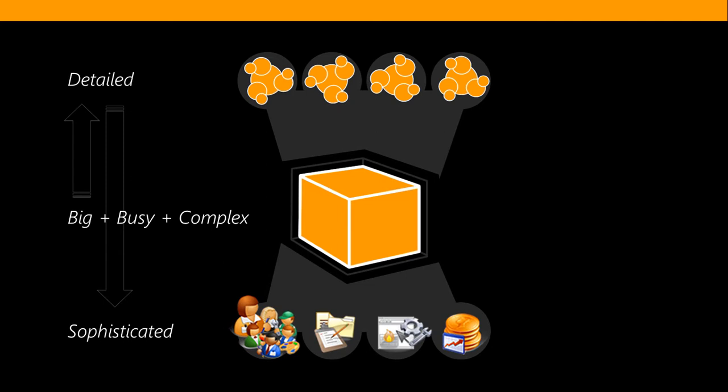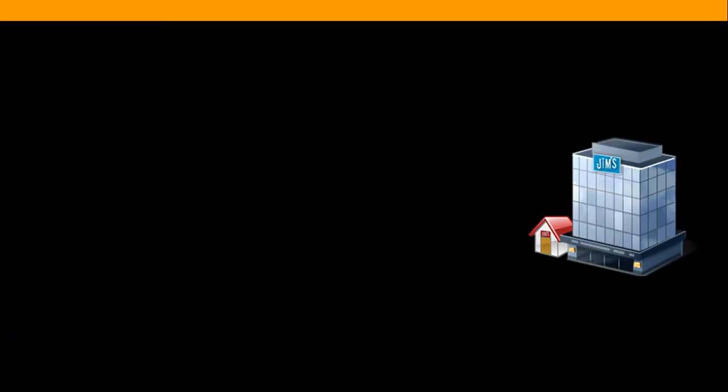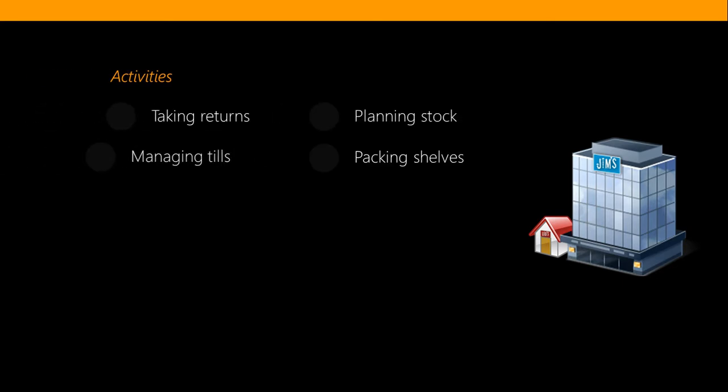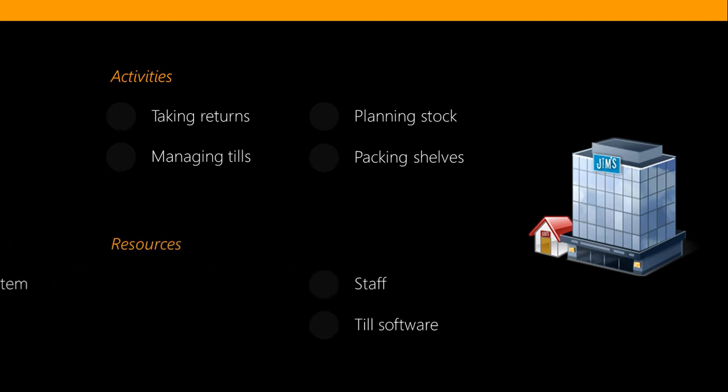By way of analogy, consider how similar operations are in, say, the bricks and mortar world of running a retail store, despite differences in scale. Sure, there may be many contrasts between a huge international discounter and a corner store, but at a basic level, they must both carry out the same activity to keep things going, including planning stock, packing shelves, taking returns, managing tills, etc. And as well as that, they must both ensure the same categories of resourcing are in place to support it all, such as staff, till software, a stock system, a reordering process, and more.